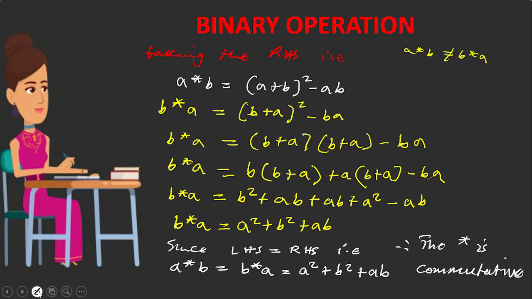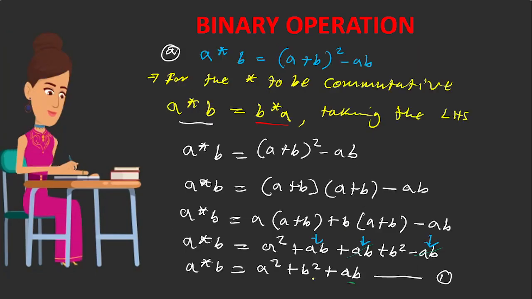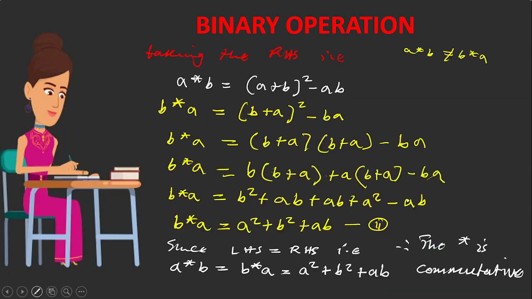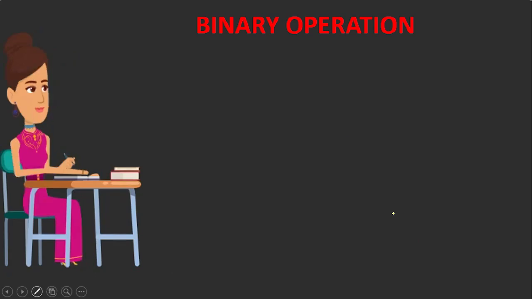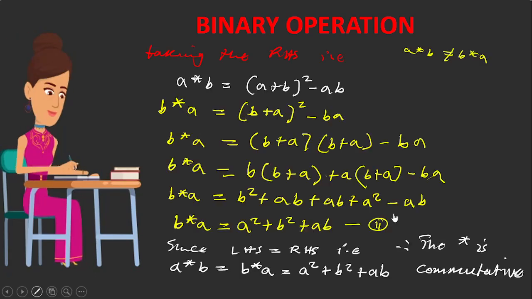So if you observe very well, this is our equation 2. Equation 2 and equation 1 are just one and the same. Our equation 1 was this one, from the left hand side. If you compare it with the right hand side, which is equation 2, they are just one and the same.